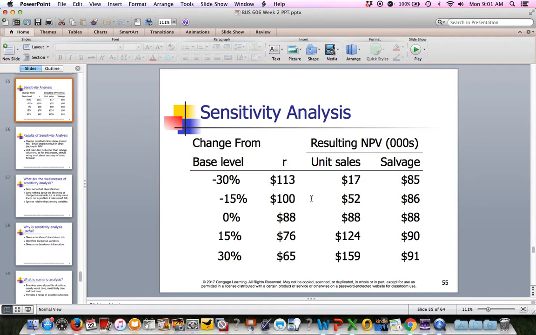And so that's just looking at how will things change. Sensitivity analysis is how will things change based on that, and what's the resulting NPV if that changes. So if sales go down 30% from the base case, what is the resulting NPV? So that's really what we're looking at here. So if sales go down 15%, if they go up 15%, they go up 30%, how will that impact our analysis?